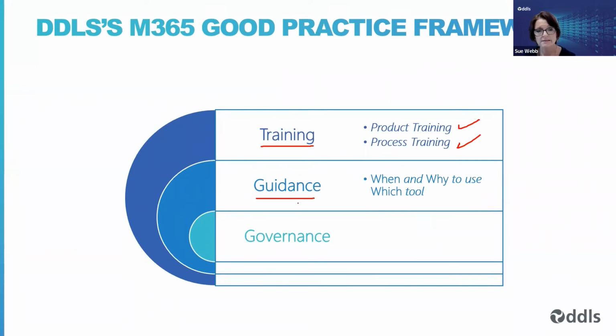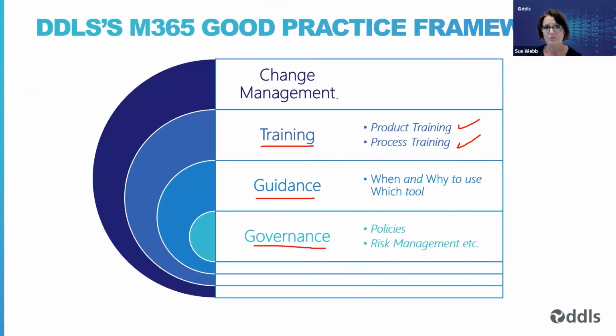The guidance needs to be based on governance. We need some policies. They don't need to be overly complicated, just some simple policies that support the guidance. And other things that are included in your governance include things like risk management. But even those 3 layers are not going to make the changes stick. So to help that, we need change management. And the change management layer wraps around the other layers.